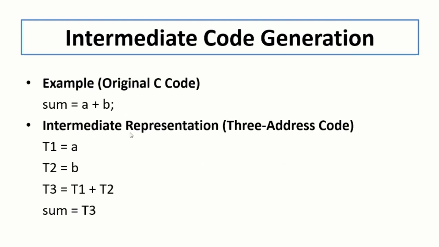I told you, when you represent the 3-address code, the rule is at most 3 operands per instruction, use temporary variables to store intermediate results, and simplify complex expressions into multiple simple steps. Here, variable A is assigned to the temporary variable T1, variable B is assigned to the temporary variable T2, compute T1 plus T2 and store it in a temporary variable T3, then store the T3 result in sum. This is the way we generate the 3-address code.